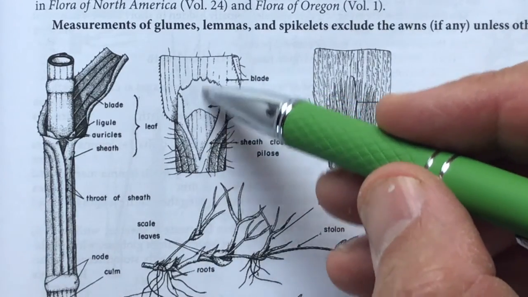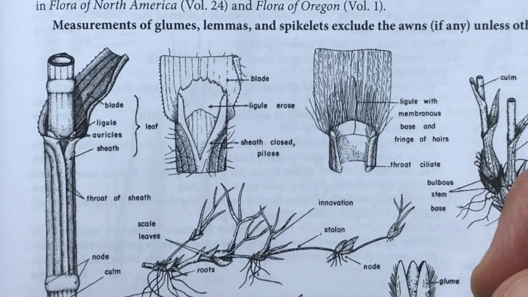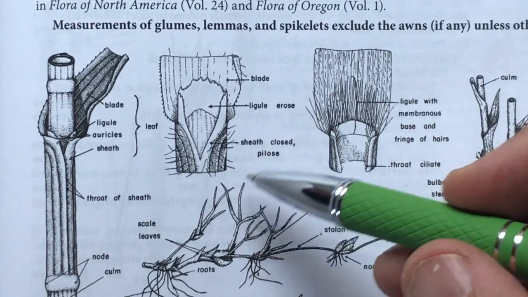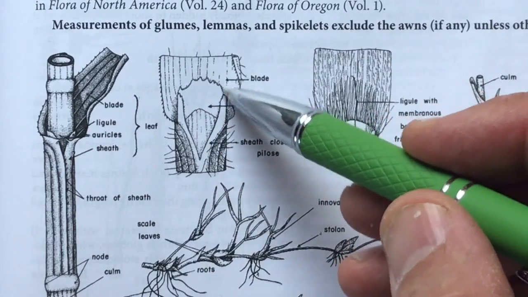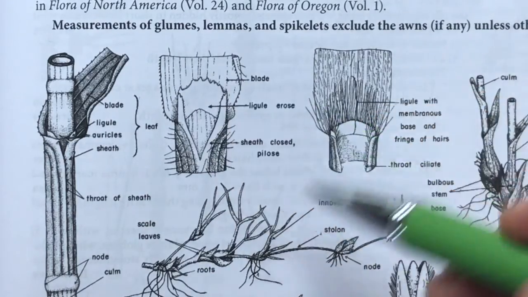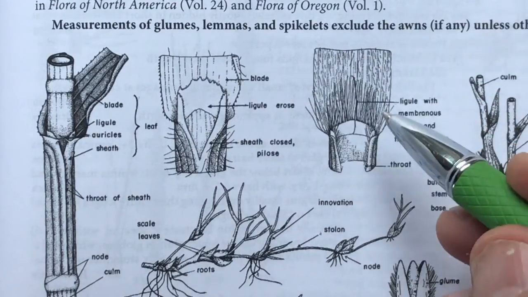There are also nodes to think about, so keep those in mind. The texture and the length of this ligule is often diagnostic for many species of grass. Finally, it can either be ragged or smooth or even hair-like with a membranous base and a fringe of hairs. So that's good to keep in mind.